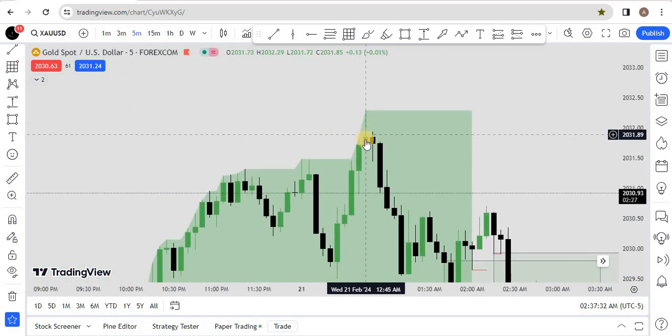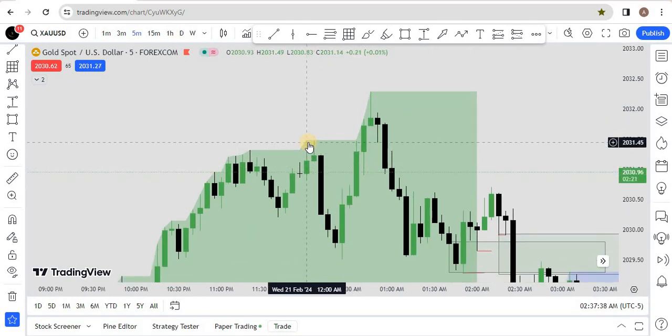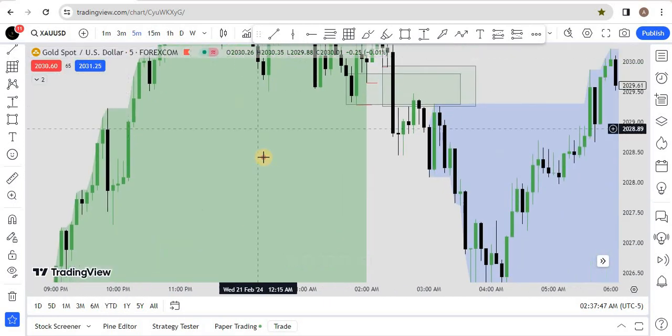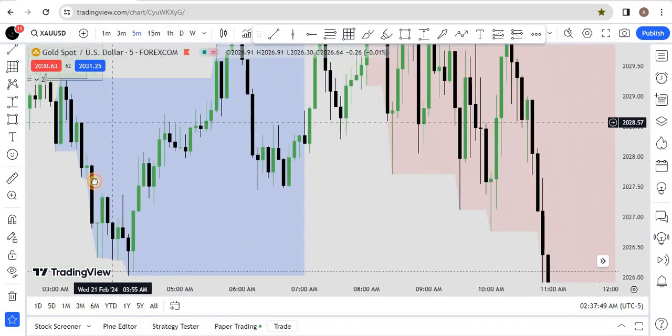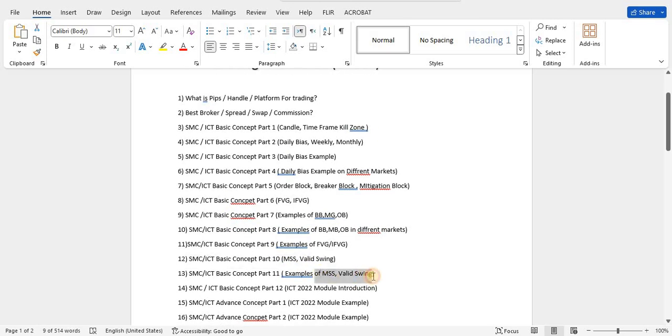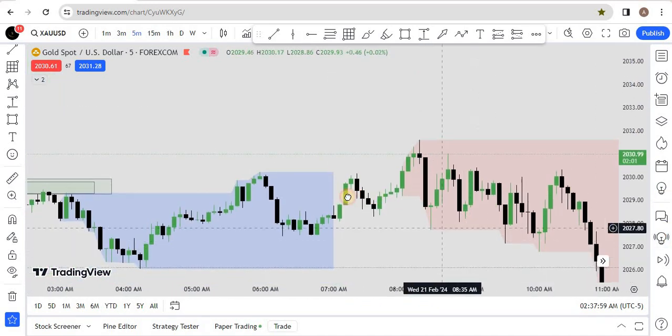For a bullish example, this is a candle where the one before and after did not break, so this is a valid swing point. You see here, this candle before and after did not break, a valid swing point, and this is your market structure shift. I will show you a deep example on the next video, where you also see the entry points. So here you should know what a valid swing point is and what a market structure shift is.